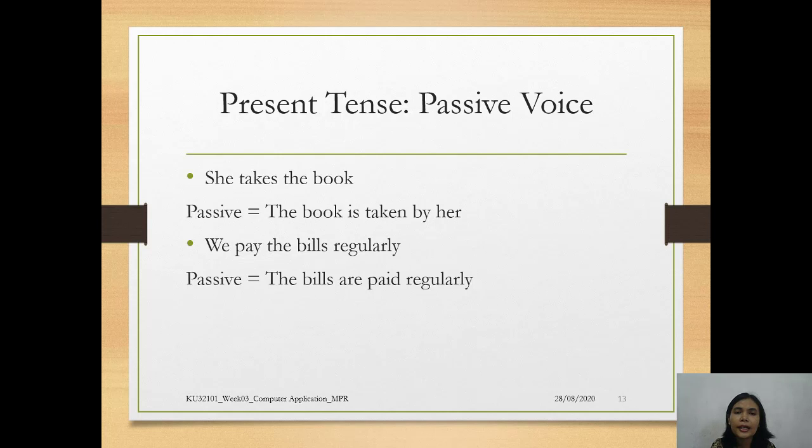So in summary, the formula for the present tense in the form of passive voice will be like this: subject plus is or are plus verb 3 plus the object. Again, if you want to use the agent, you can put by someone, by her, by him, by the items, and so on and so forth. Okay, that's the explanation for the formula in the present tense of passive voice.